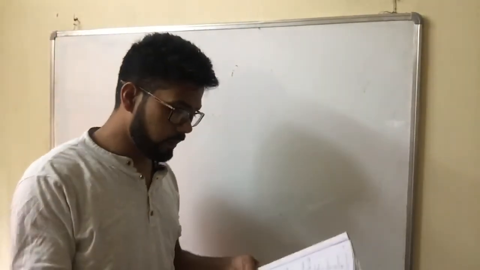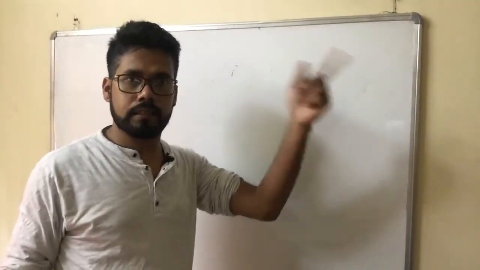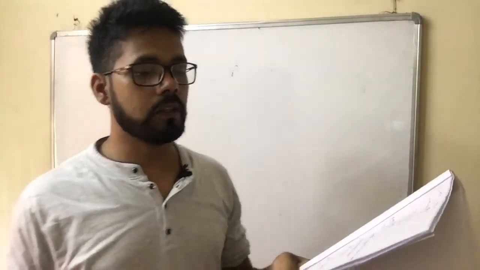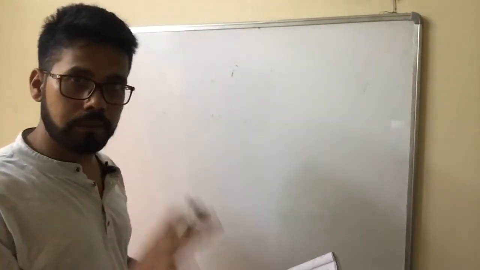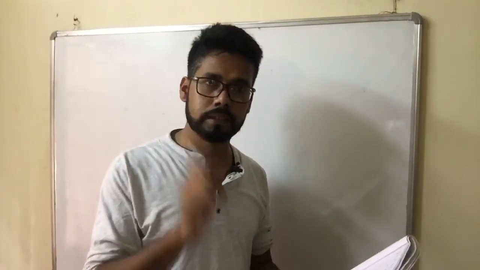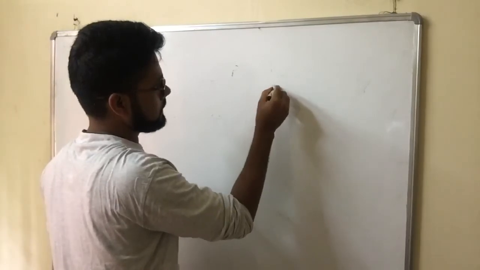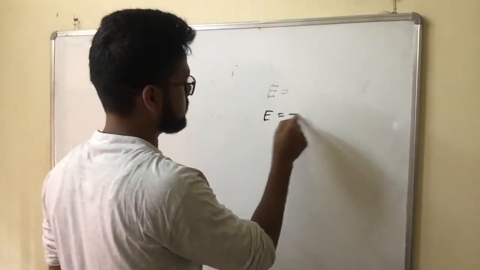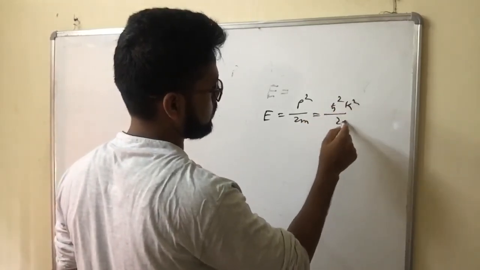And one or two questions. This question came in GATE 2014, you can check the question paper also. GATE 2014: the density function for electron gas in a two-dimensional system, which of the following is correct? Density of states in 2D for electrons. For 2D electrons, we can replace E equal to P square by 2m, right? P square means h-bar square k square by 2m.